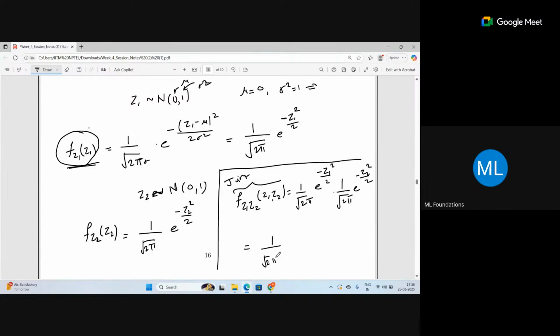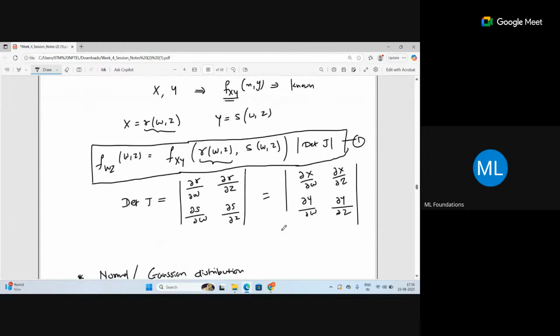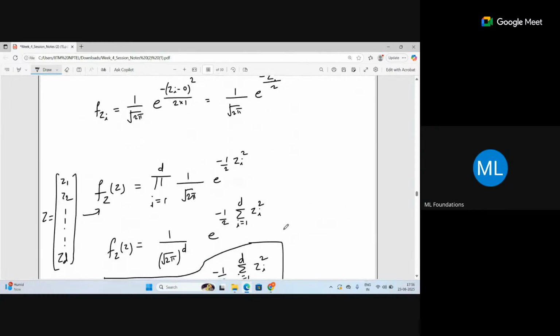So it is 1 upon 2 pi, e to the power minus z1 square by 2, or minus z2 square by 2. So if I take minus half common from here, then it will be z1 square plus z2 square, right? And the 2 and this root, we'll get only 1 upon 2 pi. Okay, that's fine now.